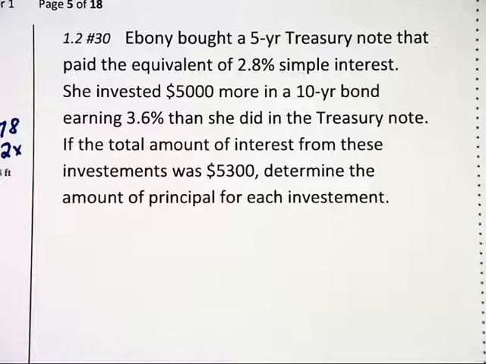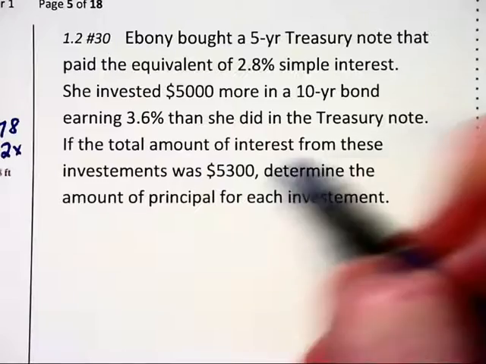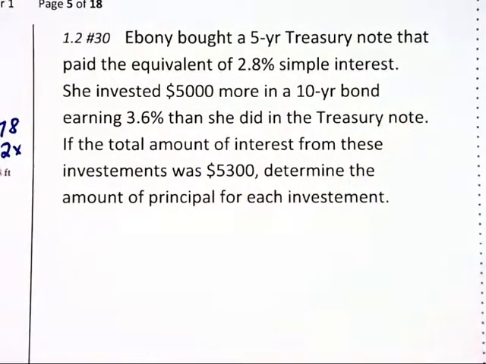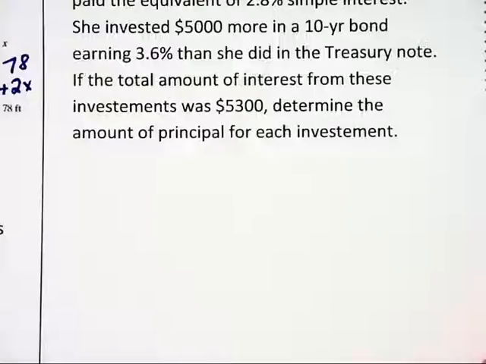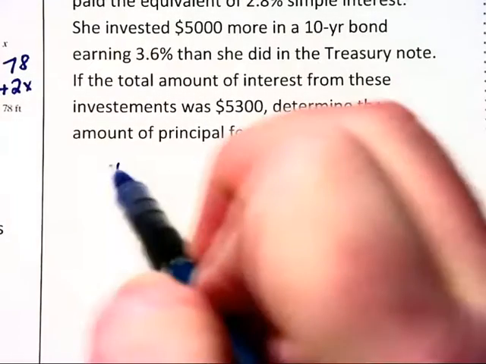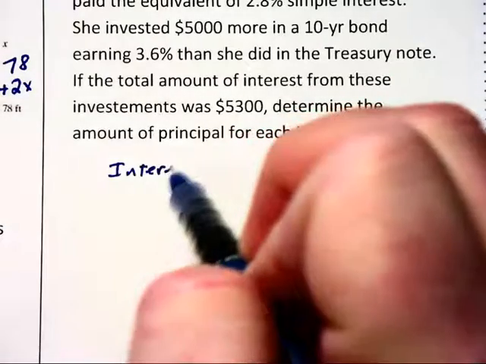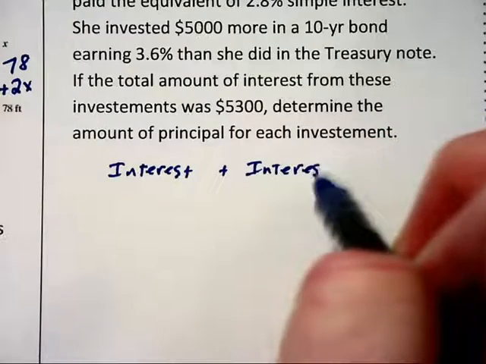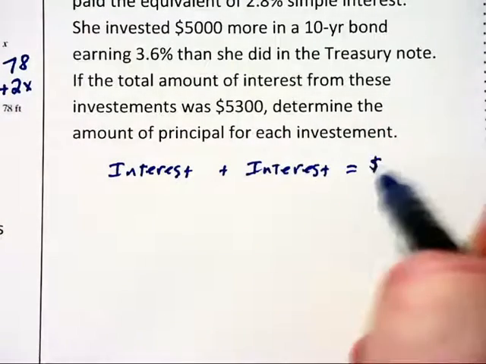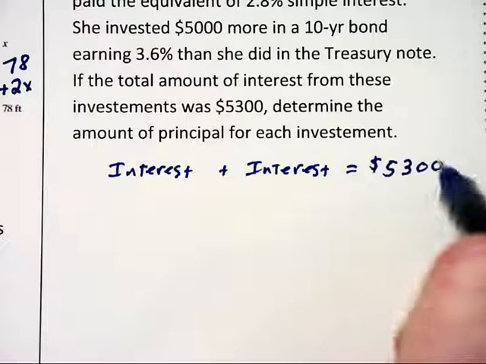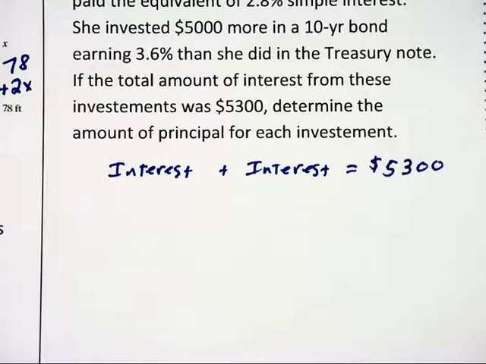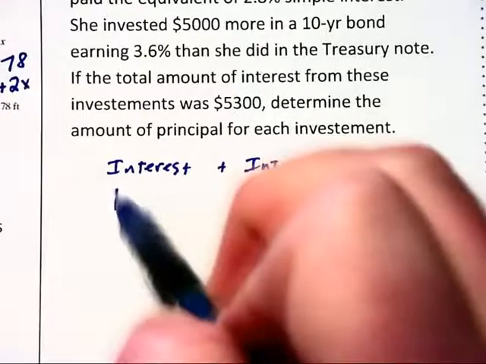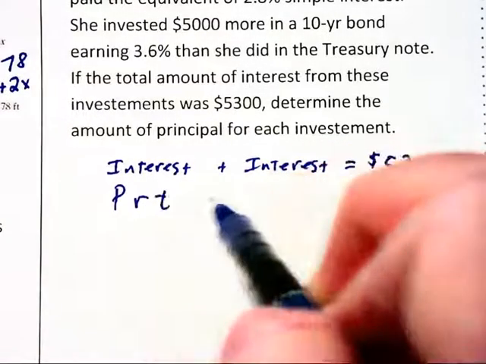Here we have Ebony making two different investments with a total amount of interest of $5,300. Basically, we're going to have interest from one investment plus interest from another investment, adding up to a total of $5,300. Now, interest is equal to principal times rate times time.